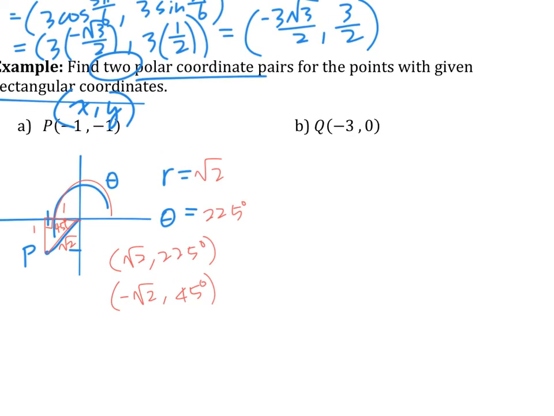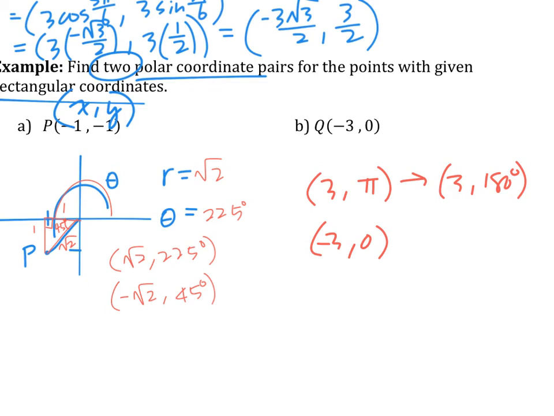Negative 3, 0. This one's pretty easy because you're on the axis. Okay, so find two polar coordinate pairs. Okay, so 3 pi, or some of you wrote 3 180, it's the same. And then negative 3 0, or negative 3 0 degrees. 0 radian, 0 degrees are the same.